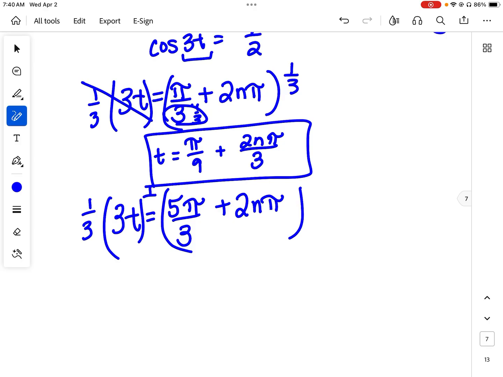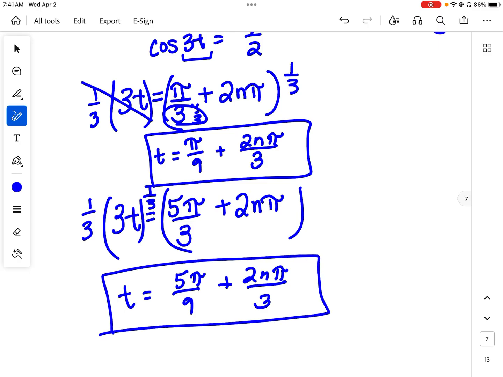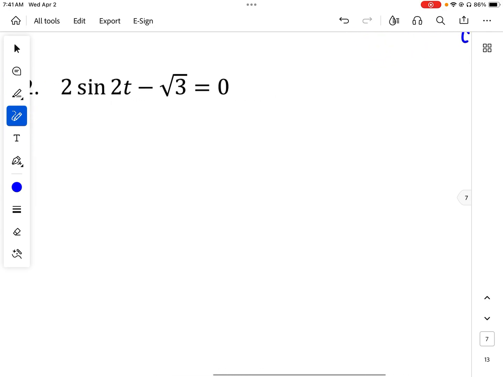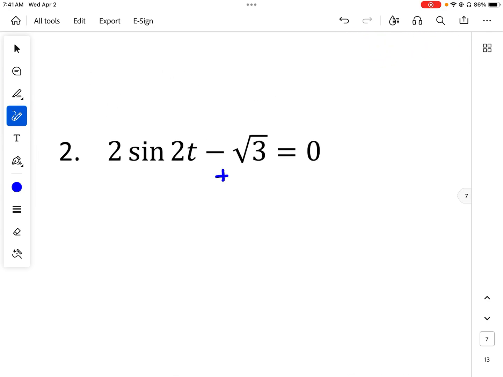Okay, the next one. We're going to do the same thing. That's 1/3. I'm going to put it over here. I think it just helps me a little bit better. So t equals 5 pi over 9 plus 2 n pi over 3. And we're done. So we are just finding what the angles are, and then we have to account for that 3. Okay, let's go to the next one. Solve this one.